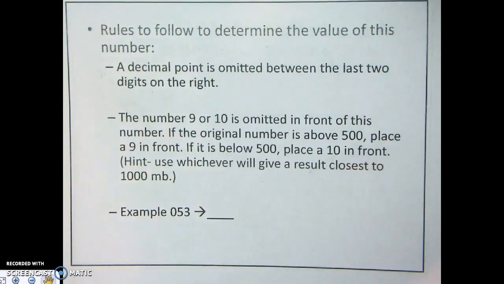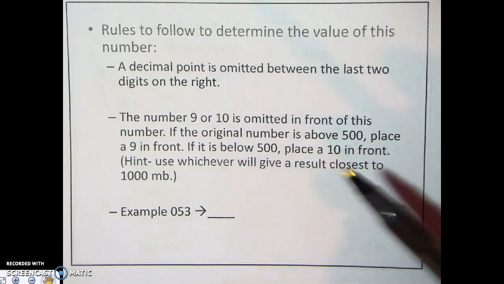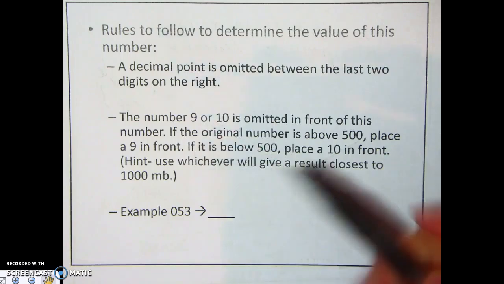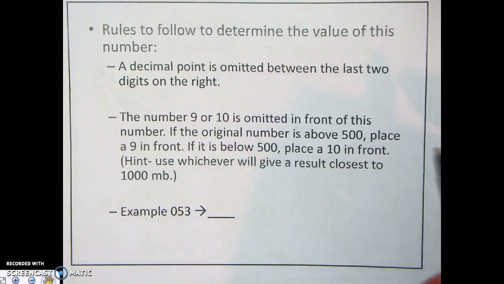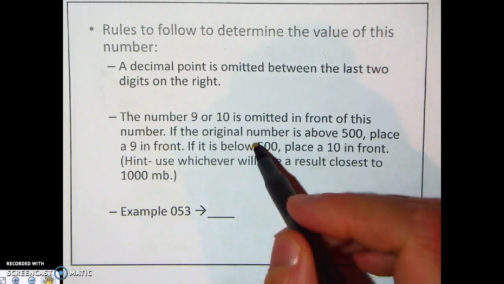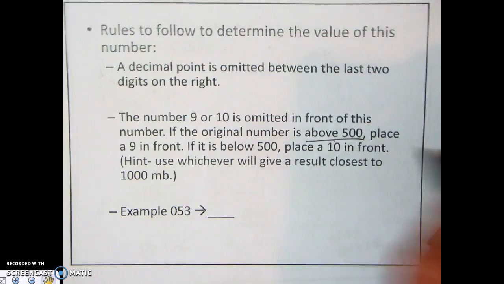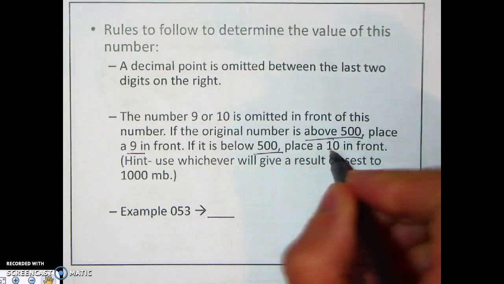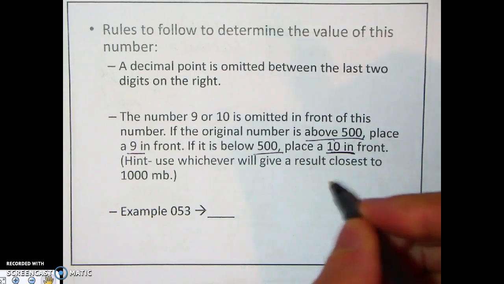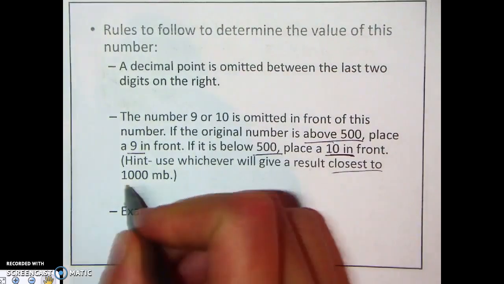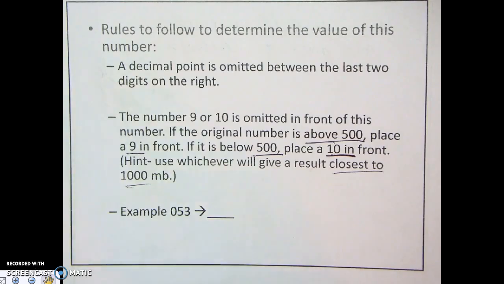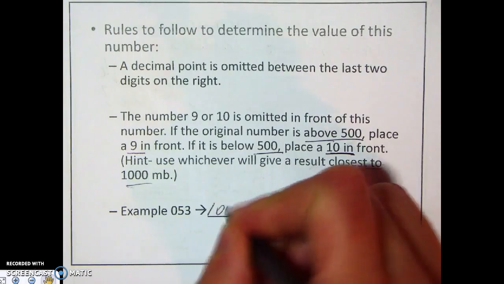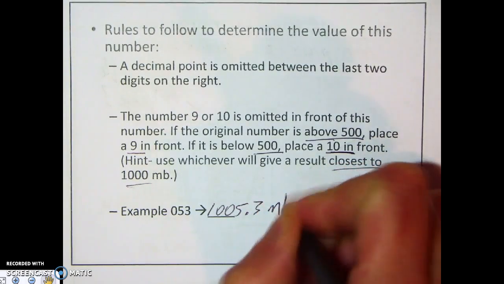But if you like lots of rules and things really concrete, maybe you'll like this better. So I'll just show it to you. But, you know, again, we're going to add either a 9 or 10. And if the original number is above 500, then you're going to put a 9 in front. If it's below 500, then you place the 10 in front. But it's just so much easier to go with whichever brings you closer to 1000. But, you know, either way is fine. And again, 053 would be 1005.3 millibars.